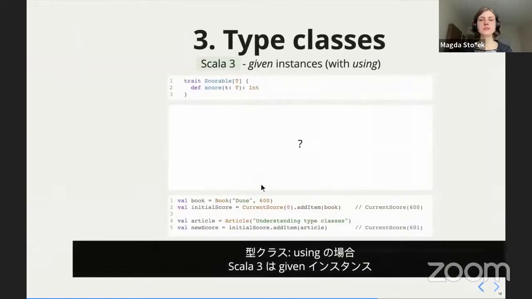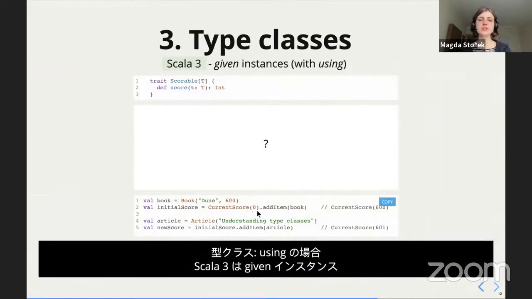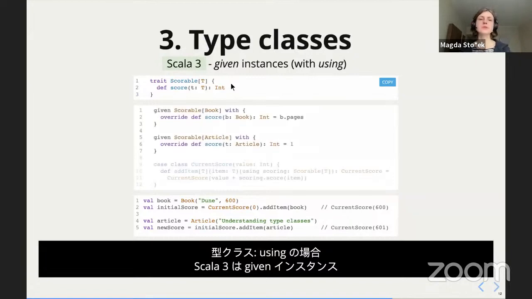Now, how is it different in Scala 3? You want to achieve the same thing, so you want to have the add item method. The implementation of the trait is the same. It's a scoreable trait for defining your behavior. But you define those type classes with the given keyword, which you have already seen. So that's a type class implementation for the scoreable behavior. You have the score method, and you have a type class implementation for the scoreable for the article type.